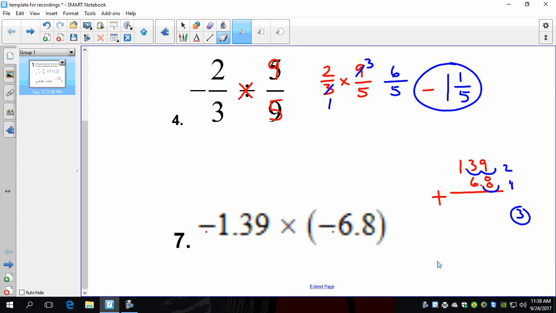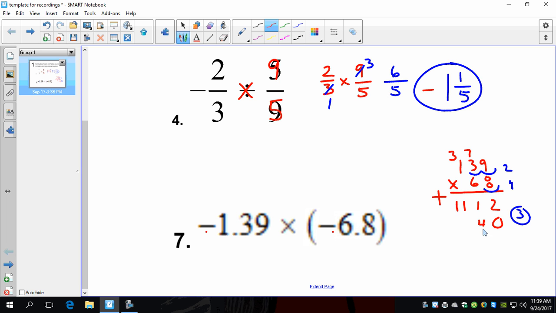And then if you would like to, you could just recopy it as 139 times 68. And that's really all we're doing, 139 times 68. Let's work it out and see how it goes. 9 times 8 is 72, carry the 7. 8 times 3 is 24, plus 7 is 31, carry the 3. And 8 times 1 is 8, plus 3 is 11. Put that 0 in to hold your place value.